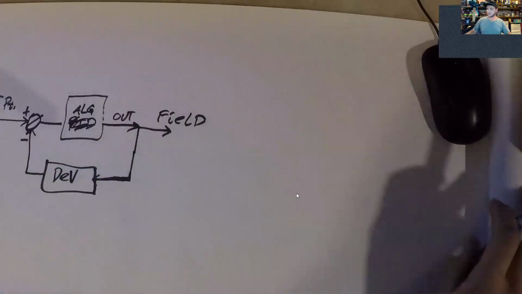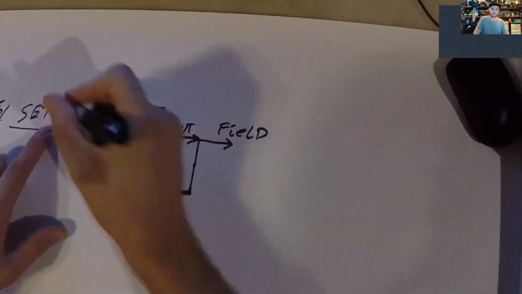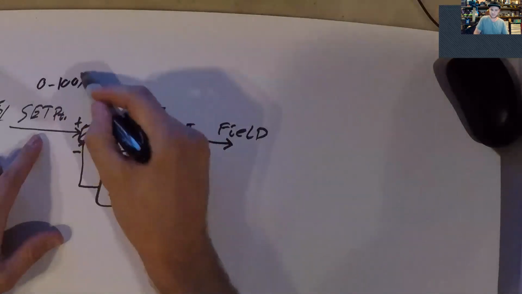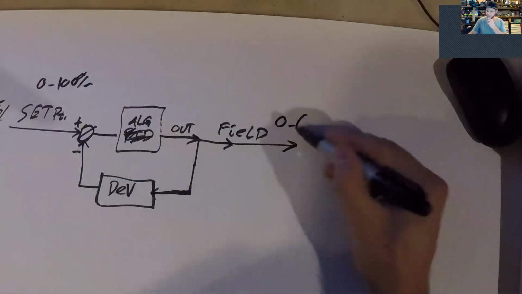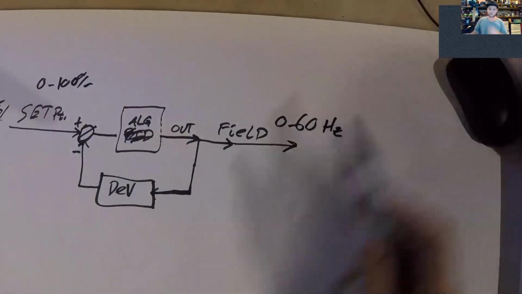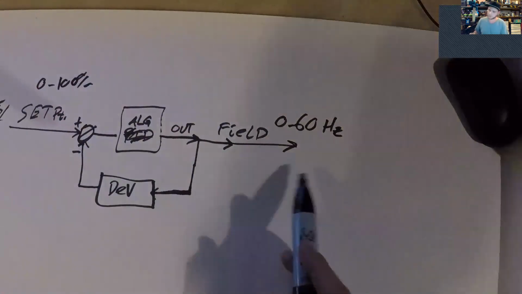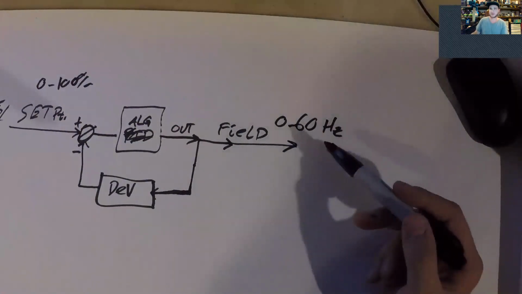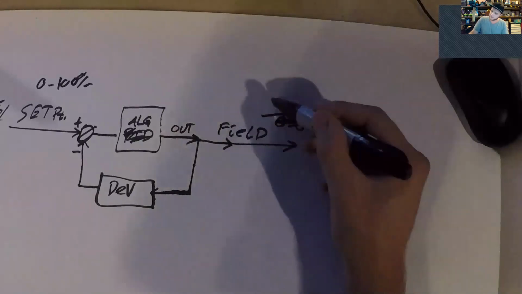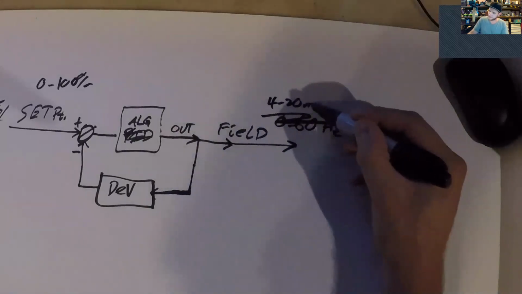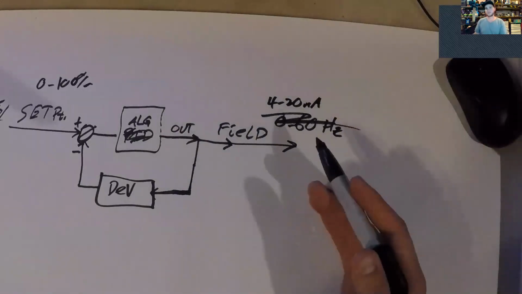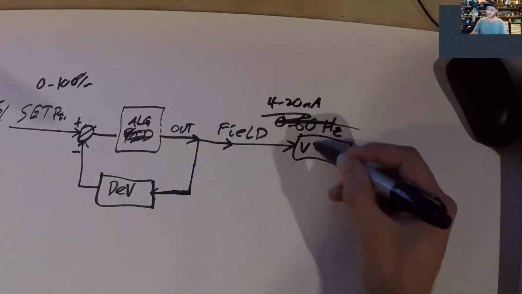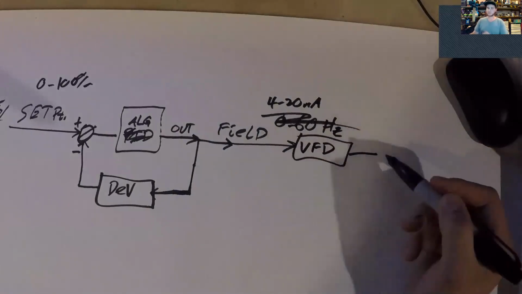Now this output to the field, in our case, would be you have your set point coming in from your operator. That's 0 to 100%. And then when you go through this, your field output is going to be 0 to 60 hertz. Because remember, all this is happening in the PLC. It's going to be 4 to 20 milliamps to the VFD, and then the VFD is going to output 0 to 60 hertz. So that's kind of another block out here. Okay.